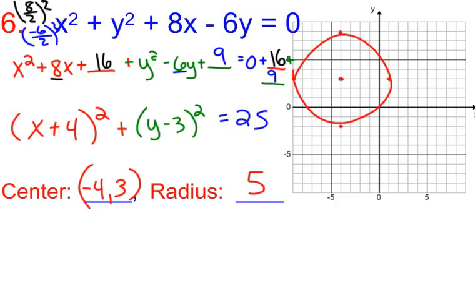Connect the dots for my horrible sketch. At least go through the circle a little bit. And there we go. So hopefully that makes sense with completing the square. We'll practice that tomorrow too for your homework.